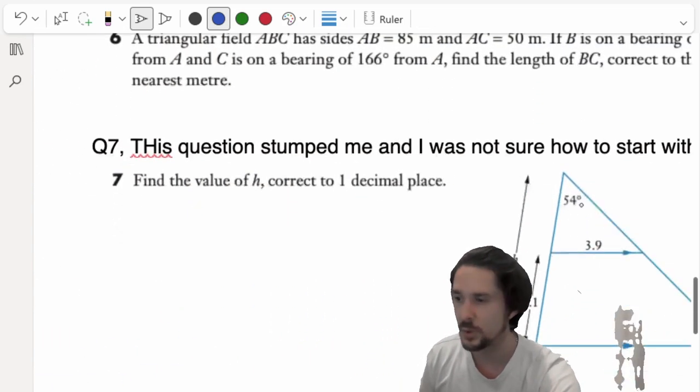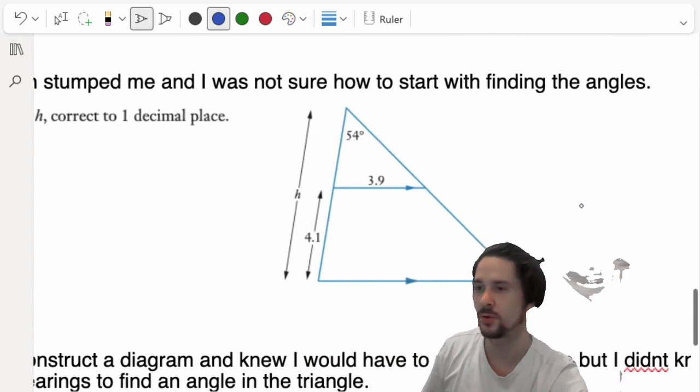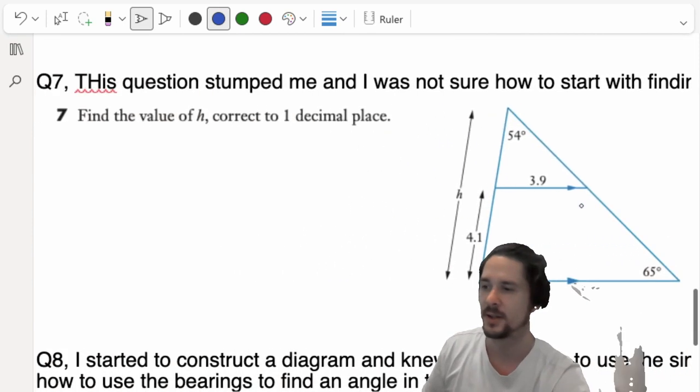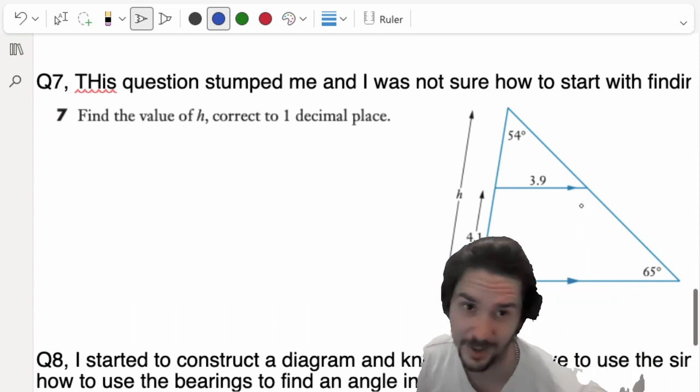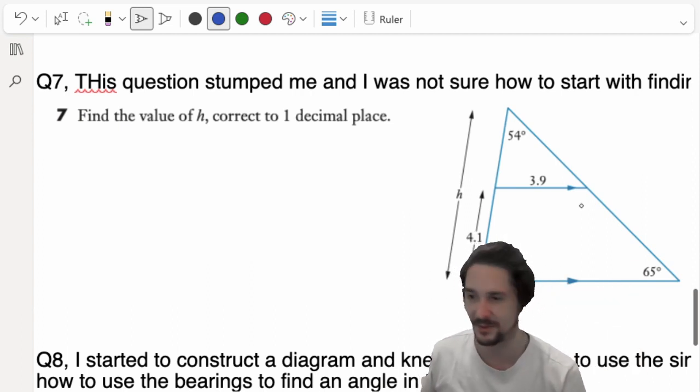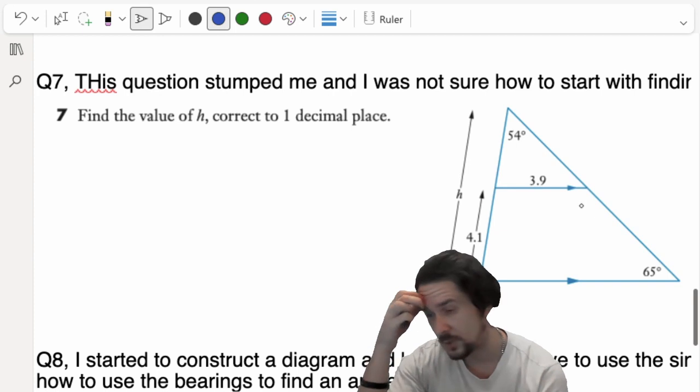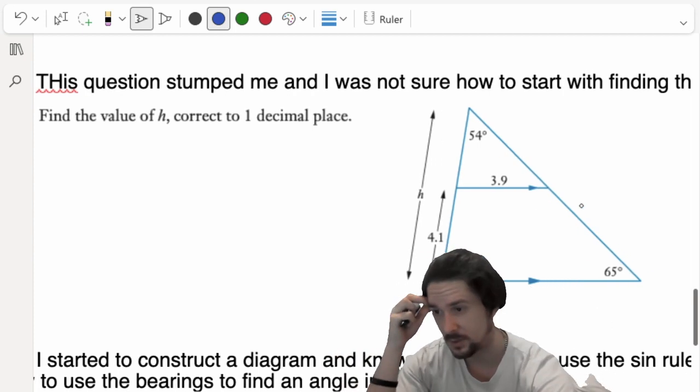Okay. This question stumped me and I was not sure how to start with finding the angles. All right, you know what I'm going to say about your question, right? So I'm going to stop repeating myself. So find the value of h correct to 1 decimal place. How do we start with finding the angles?